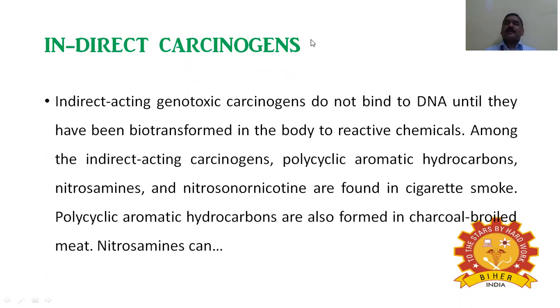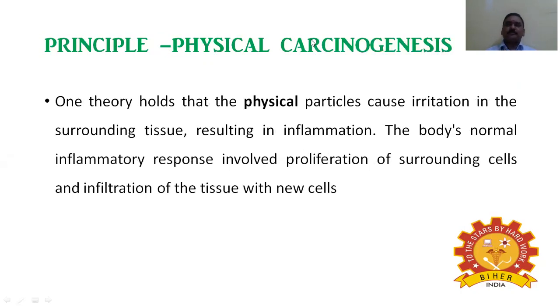Polycyclic aromatic hydrocarbons are also found in charcoal-boiled chicken or mutton, that is, charcoal-boiled meat. It may also contain toxins, for example aflatoxin B1. It may harm the human body, so it is called an indirect carcinogen.